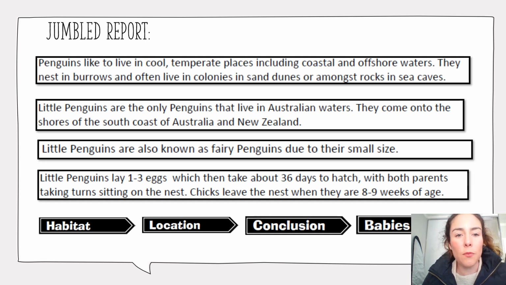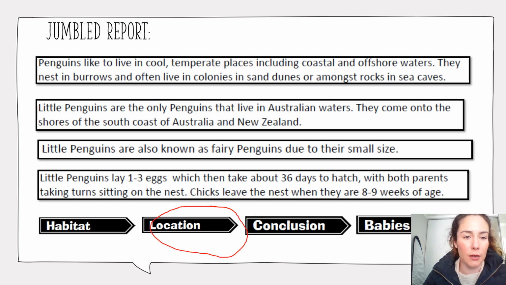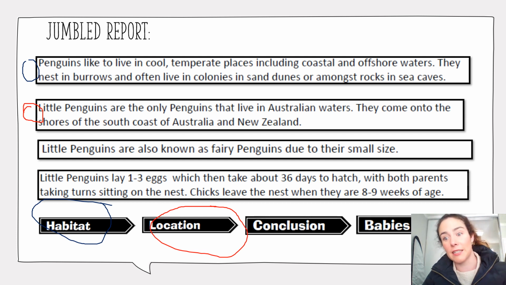Little penguins are the only penguins that live in Australian waters. They come onto the shores of the south coast of Australia and New Zealand. So now I'm thinking that the second one is definitely the location of where penguins live. So I'll circle that and put a circle there for red. And the first one is talking about their habitat. This one is saying that they like to live in cool places off the shore waters, so it's telling us where they like to live. And the second one is the location. It's telling us where they actually live, in the places that they like to live.